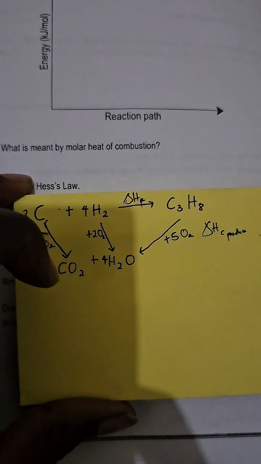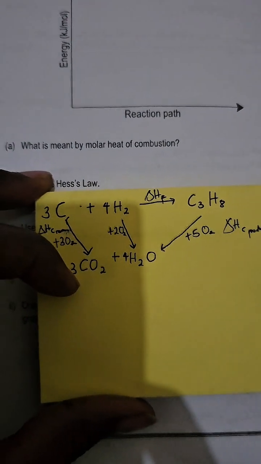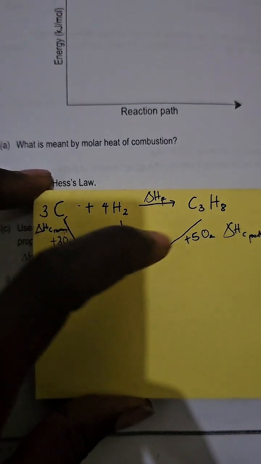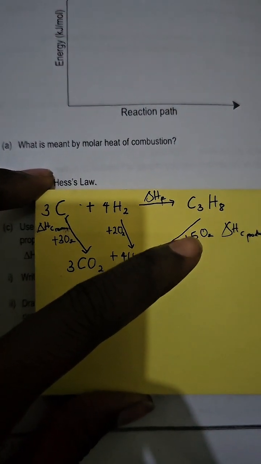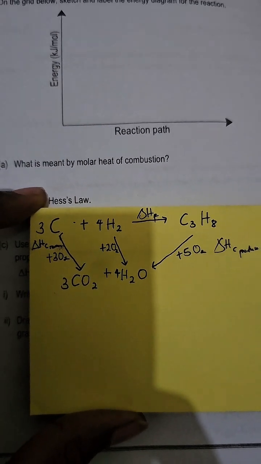Then if you're burning propane itself, you're going to form carbon dioxide and water. So how many moles of oxygen will you require? Yes, it will be 3 times 2, 6, and then here plus 4, 10. So you're going to require 5 moles of oxygen here, and that is how you balance that equation.